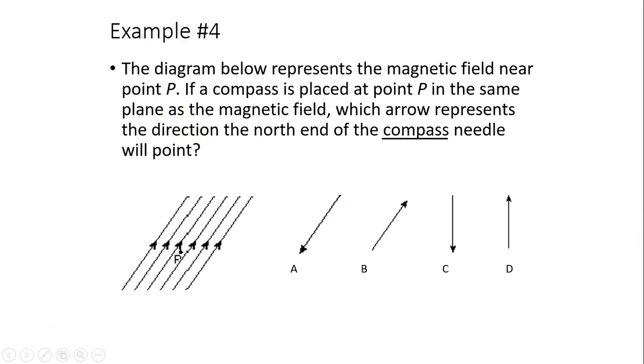Another example, the diagram below represents the magnetic field near a point P. So here is P, okay? If a compass is placed at P in the same plane as the magnetic field, which arrow represents the direction the north end of the compass needle will point? This direction is going that way. So this side would be north, this side would be south. If I put a needle, north always points toward the south, so it would be answer B.